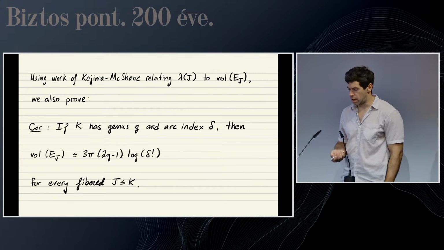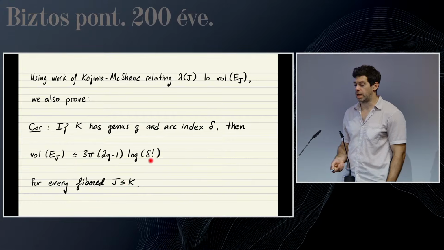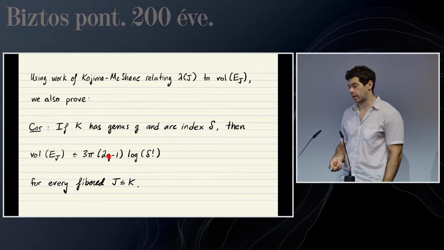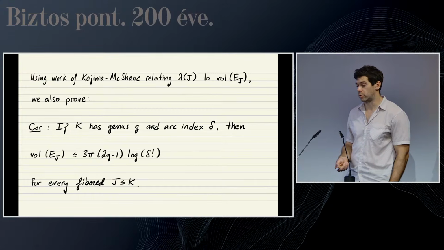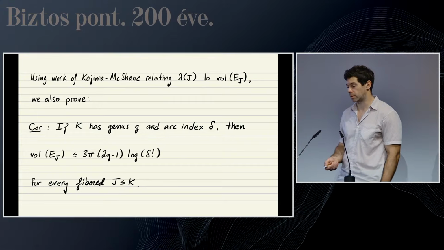So if we have a knot K of genus G, arc index delta, and we suppose that J is a fibered knot ribbon concordant to K, then the volume of the knot complement of J is bounded by this quantity, which depends only on the knot K. So it's not quite the monotonicity of volume conjectured by Gordon, but at least it's a bound on the volume of any fibered ribbon predecessor of the knot K, just in terms of topological quantities, depending only on K. Okay, so this is all I have to say.